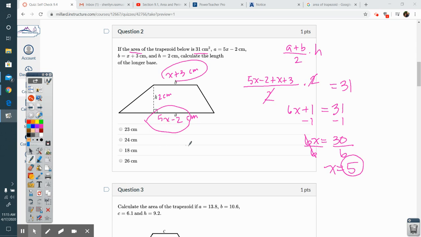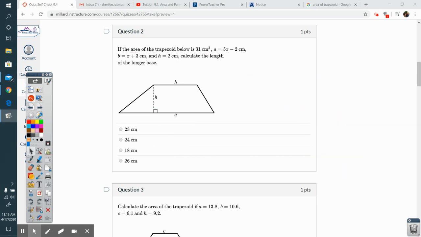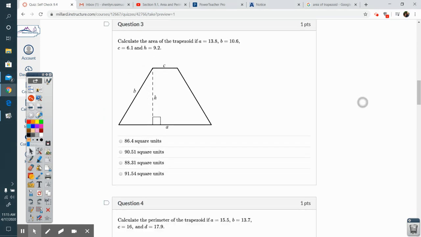So if you take this x, and it said calculate the length of the longer base right in here. So you just take it and you plug it in for x right there. So 5 times 5 minus 2. So that's 25 minus 2 is 23. And there's your answer right there. So you just have to look at what the directions say, what it's asking you to solve, to just make sure that you have it correctly.